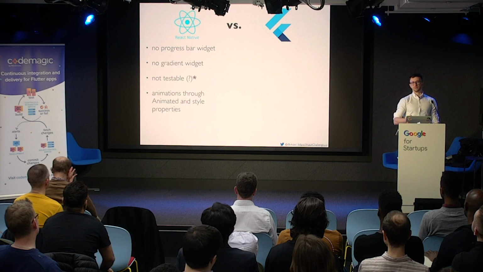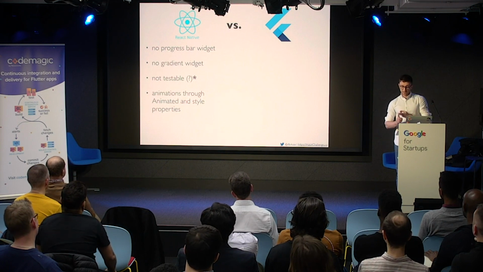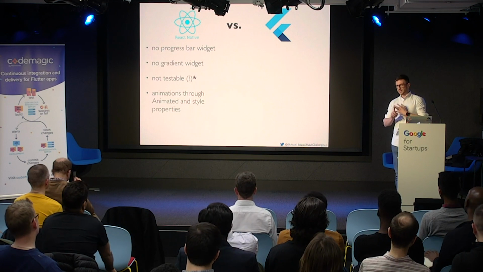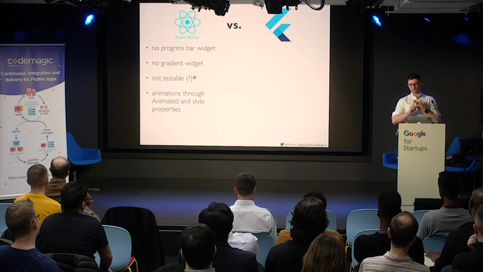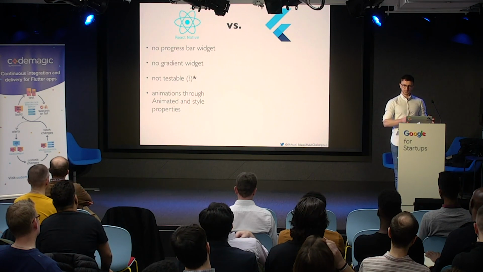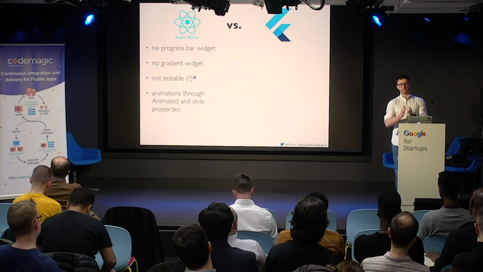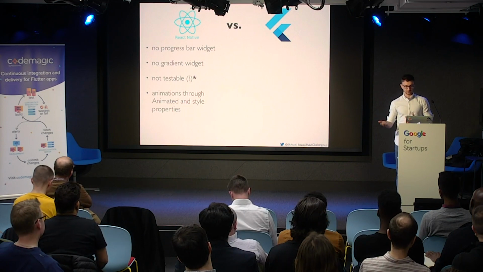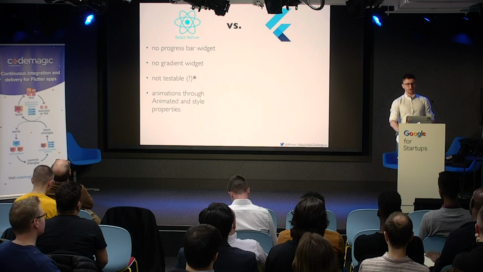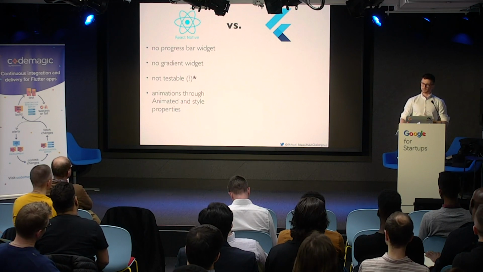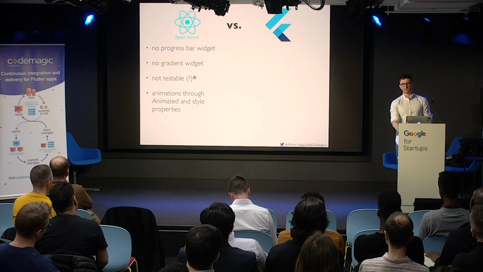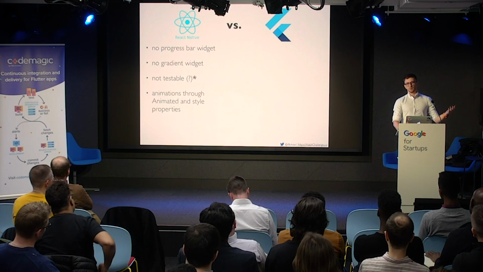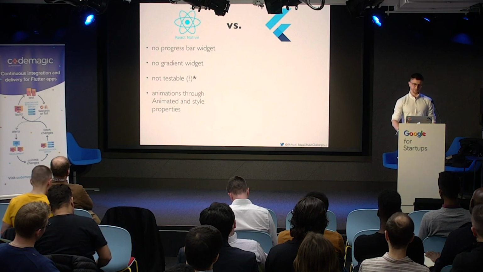So to sum up the React part, there is no progress bar, there is no gradient widget. It's not testable, at least I don't know about any way you can test it. You can test the initial state, you can test the end state, but you cannot test anything in between. As far as I know, there is no way to test animations. And animations work through Animated and style properties, which are CSS. It's good if you are coming from a front-end background. If you know CSS, you are familiar with that. But if not, you need to learn it.